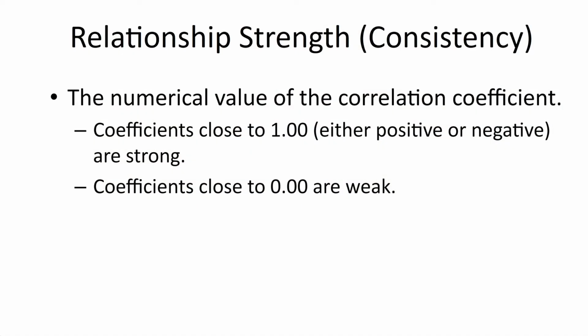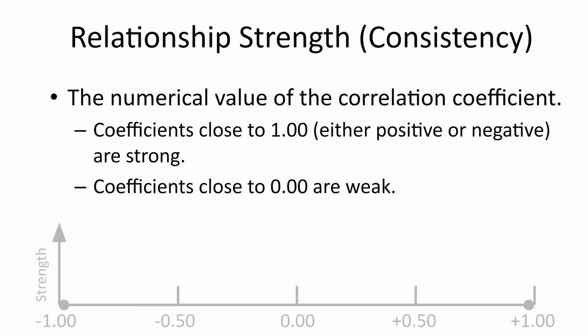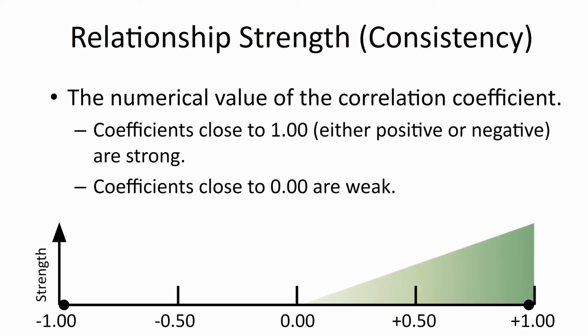Pearson's R correlation coefficients are incredibly simple conceptually, but it is a little bit confusing for new students. So I just wanted to show you this illustration. Remember, as the coefficient goes up to 1, either positive or negative, it gets stronger. And as it gets closer to 0, it becomes weaker. So this is what we call the relationship's strength, or the correlation's consistency.